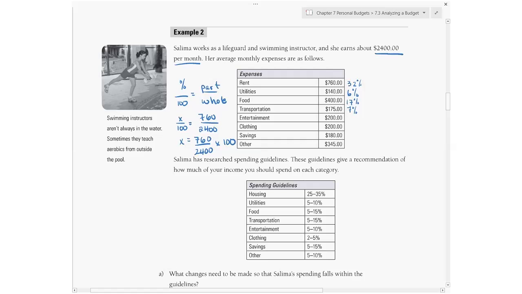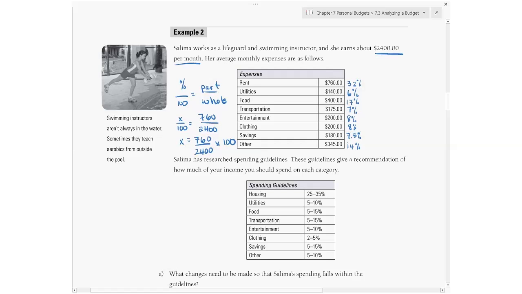Transportation, so 175 divided by 2,400 times 100 is 7.29, so we'll just call that 7%. 200 divided by 2,400 times 100, 8.3%, so we'll call that 8. 200 again for clothing divided by 2,400 times 100 is 8.3% again, obviously. Silly me, not paying attention. If they're the same, they're going to be the same. 180 divided by 2,400 times 100 is 7.5%. Why don't we just call it 7.5%? And then 345 divided by 2,400 times 100, and that's going to give me 14.3%, so 14%.